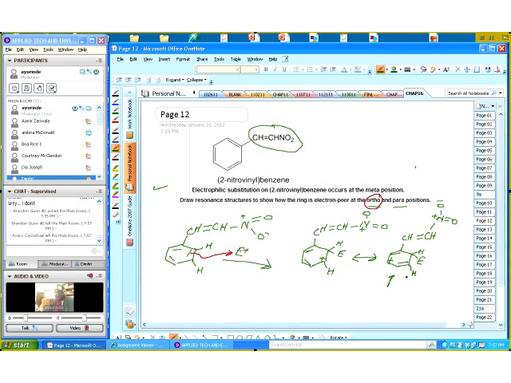So now we draw another resonance. If we draw another resonance, we will move this pi electron to here, so that means the positive charge will be on this carbon now. Now follow this very closely.